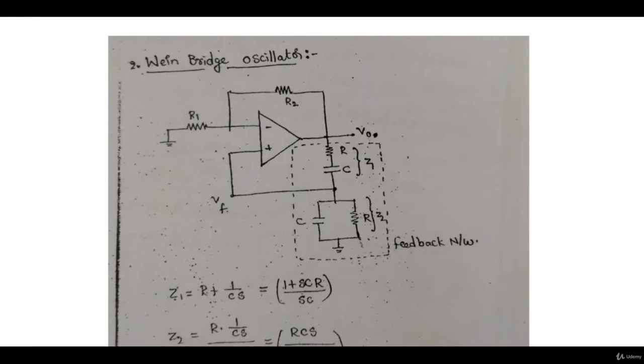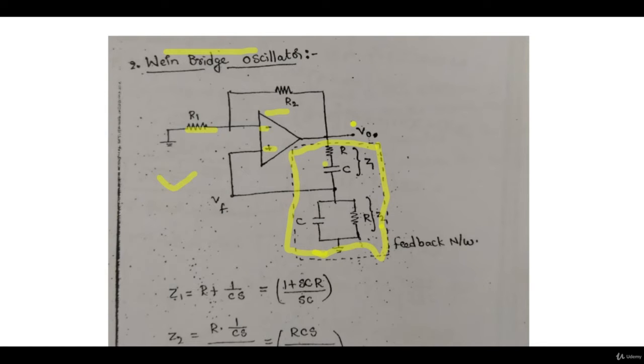Okay, so let's look at another type of oscillator which is called the Wien bridge oscillator. This is the circuitry given. So R2, R1, the negative terminal, the positive terminal, V0, all these things are the same, but inside the dotted box the circuit is different. Okay, so only the feedback network is different.